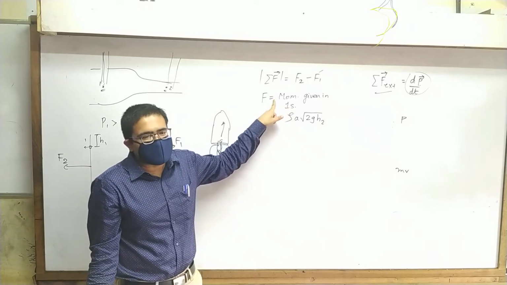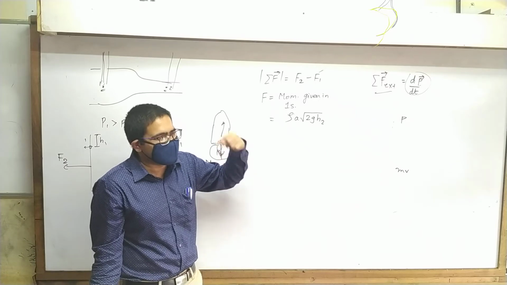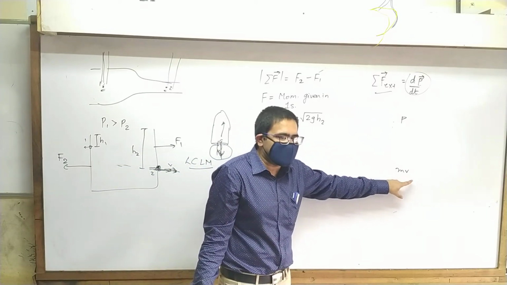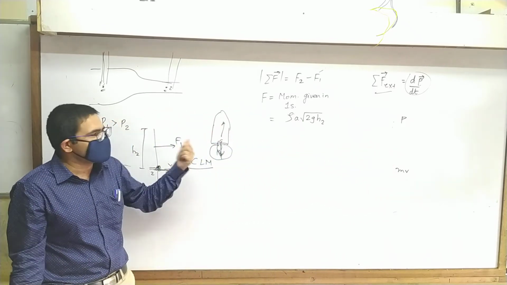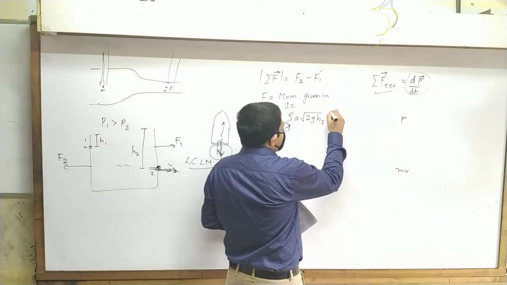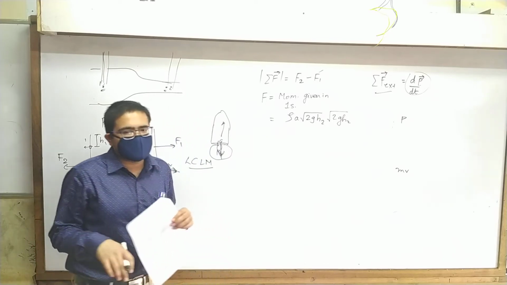Because force is nothing but change of momentum per second. So we are still writing only m, and now we multiply v into v. What is the speed with which this fluid is flowing out? Yes, root 2g h2. Did you understand why I multiplied that again?